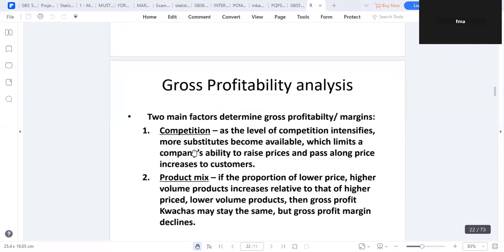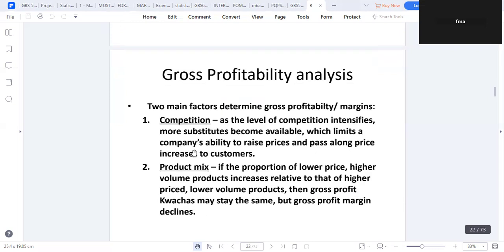Okay, so we go to profitability. So profitability, we have two main factors that will determine profitability. So as you do the analysis, not only about the figures, you also need to determine why the results were so. So I'm giving you the issues that you're going to use.